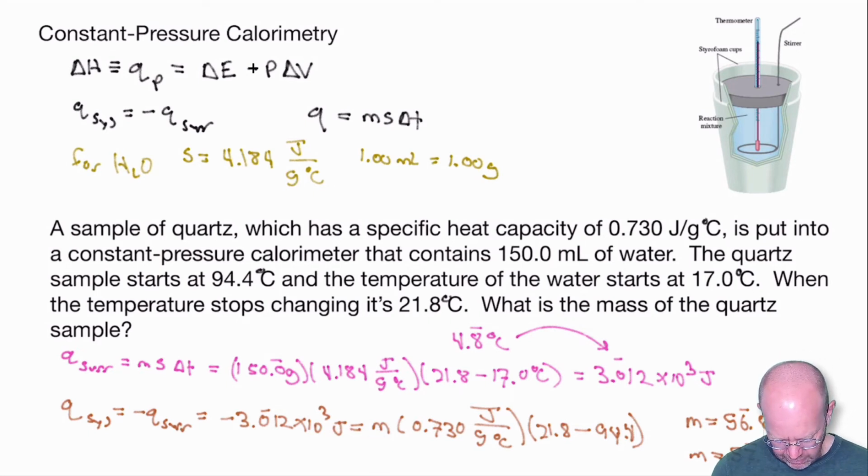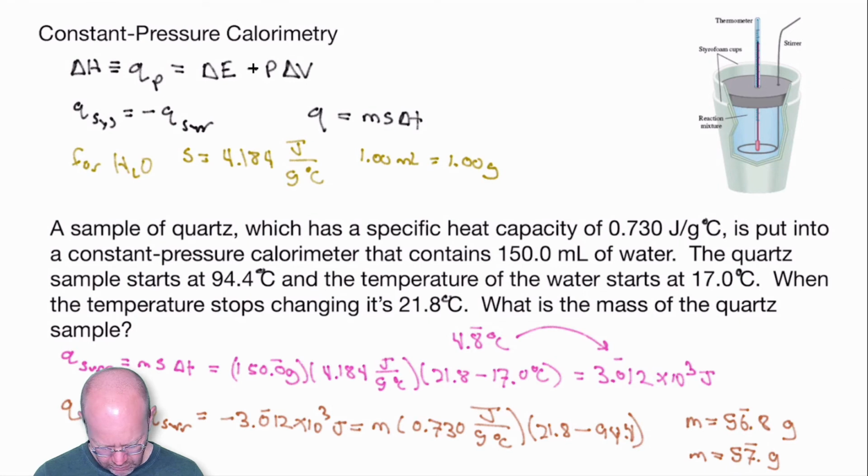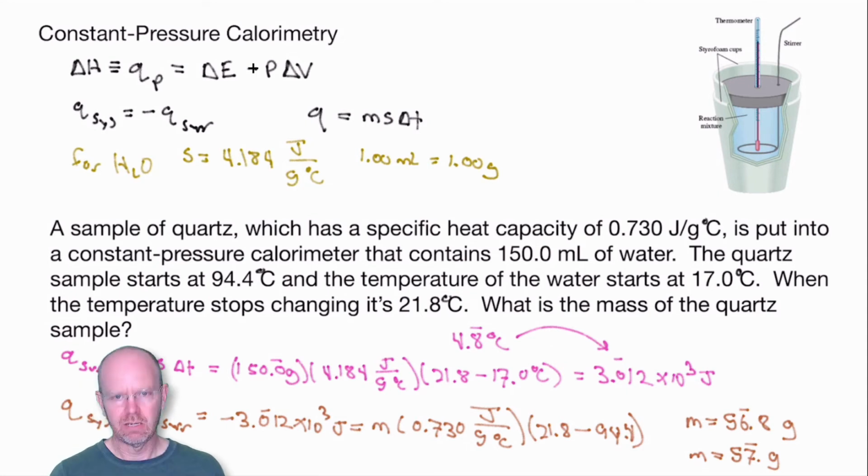And when I did that math, assuming I didn't make any mistakes on my calculator, I got 56.8 grams when I solved for mass. I know I only have 2 sig figs here, so that's 57 grams, a number with 2 significant figures. So that's how much quartz is in this sample. That's one way you can use constant pressure calorimetry.